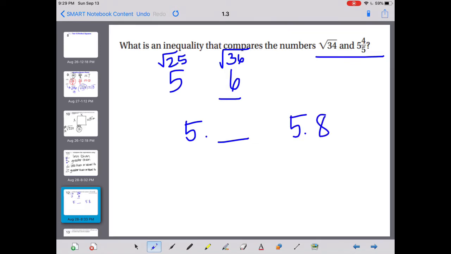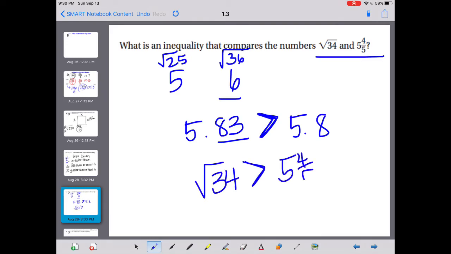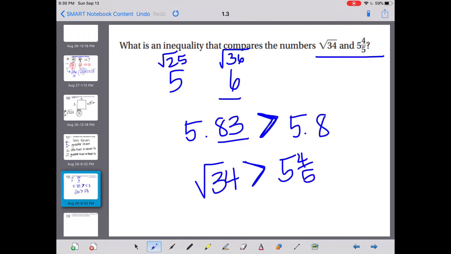So we need maybe to double check on a calculator to find the square root of 34, just to be sure, since we know they're pretty close. 5.83 happens to be the square root of 34 if we round it. So if I'm going to use an inequality symbol, I'm going to say that the square root of 34 is greater than 5 4/5.